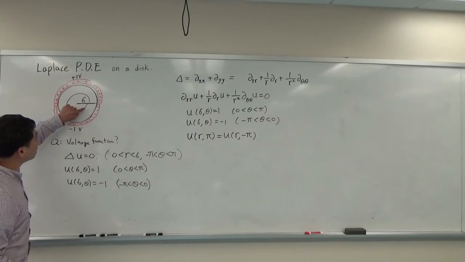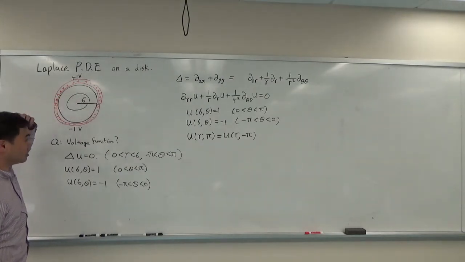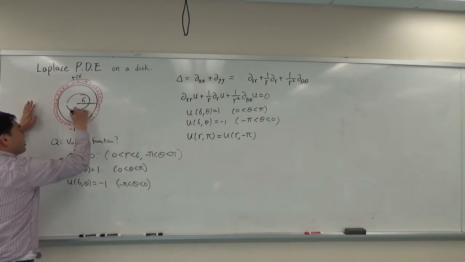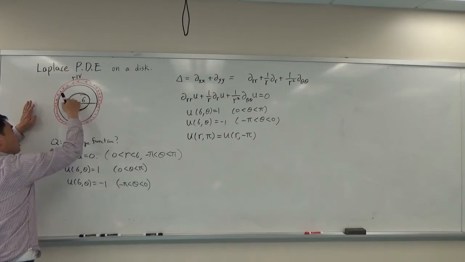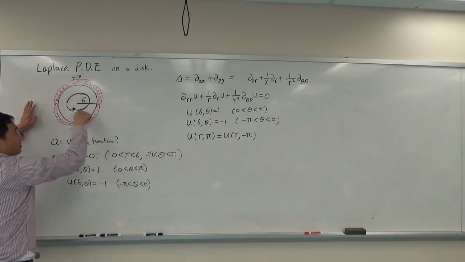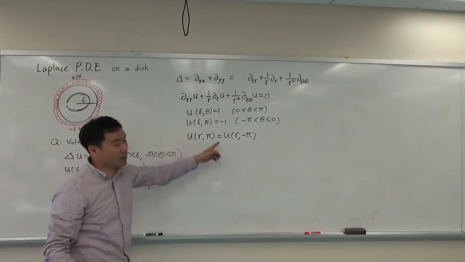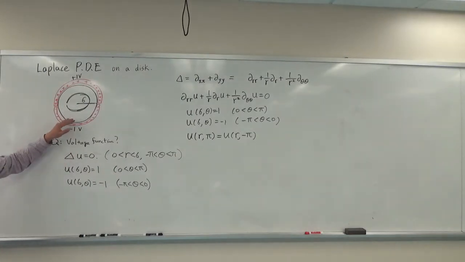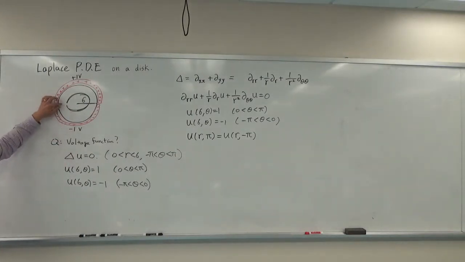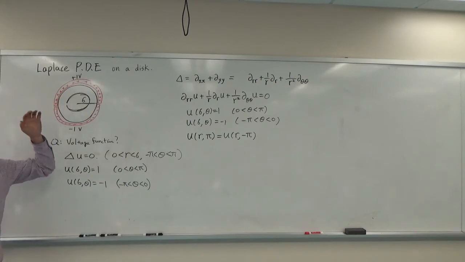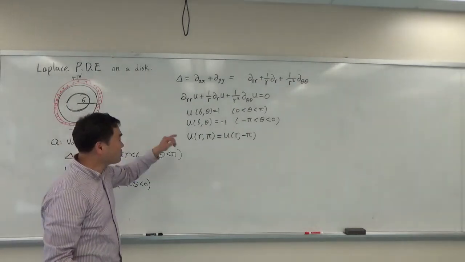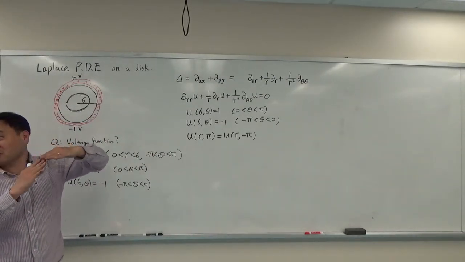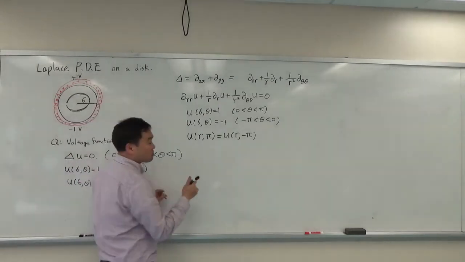So when you cross over from positive pi to negative pi, and you go round and round, they have to match their values, or else it's not physical. You wouldn't believe if somebody told you that the solution has a jump discontinuity here. It doesn't make sense, right? So this better hold. And not only that, they should be going smoothly. You can't have a sudden sharp turn, right? So their derivatives have to match as well.